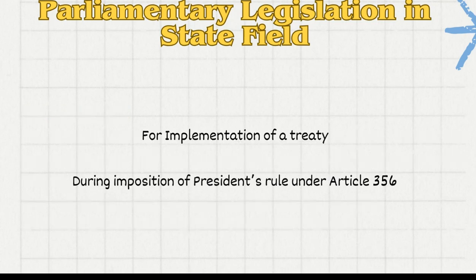Parliamentary legislation in the state field can take place in two more situations. They are: number one, for the implementation of an international treaty within the country. And number two, during the imposition of President's rule or during the existence of a state emergency under Article 356.